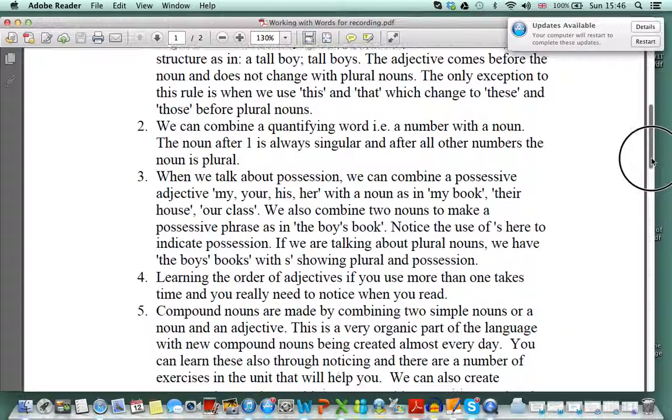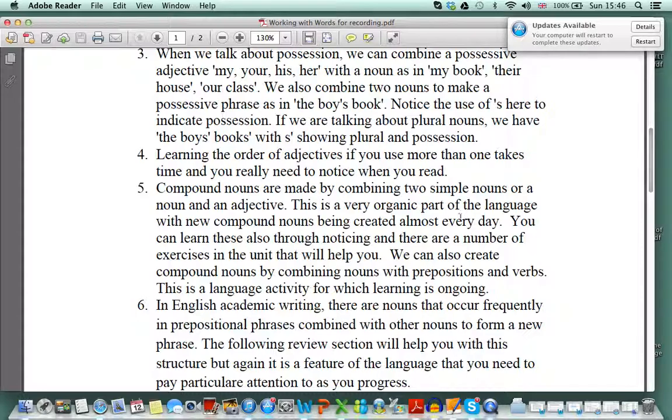Compound nouns are made by combining two simple nouns or a noun and an adjective. This is a very organic part of the language, with new compound nouns being created almost every day. You can learn these also through noticing, and there are a number of exercises in the unit that will help you. We can also create compound nouns by combining nouns with prepositions and verbs. This is a language activity for which learning is ongoing.